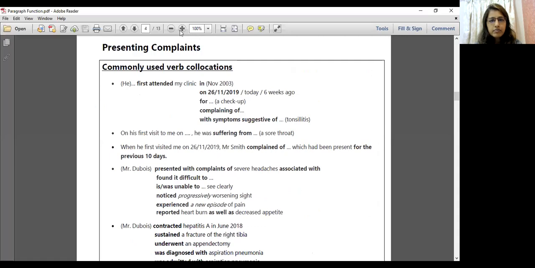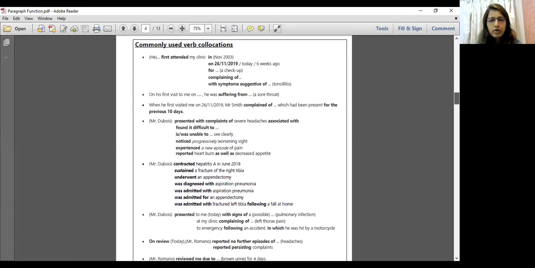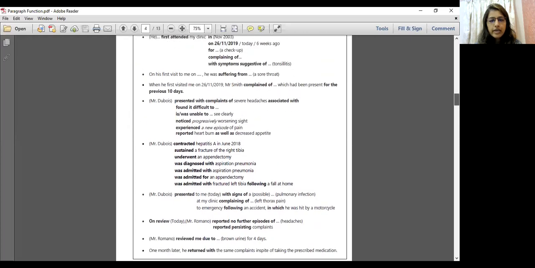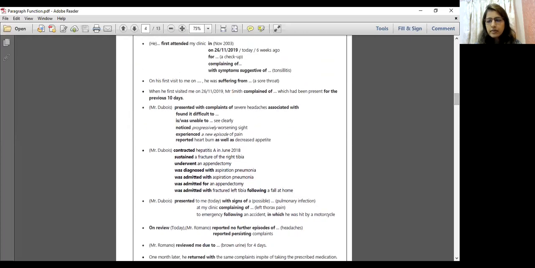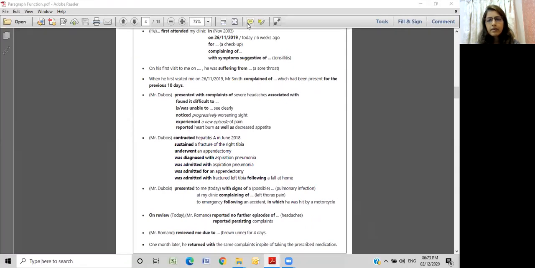Now for writing the background paragraph, there are some commonly used collocations that you can use. So I have got you a list of commonly used collocations. If you can take a screenshot of this. These are the commonly used collocations when you are writing. Yeah, so this PDF will be uploaded. Don't worry. It will be uploaded once the recordings have been done. For now, you can take the screenshot.